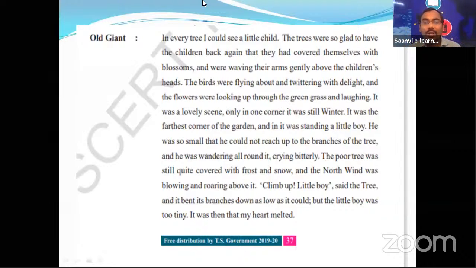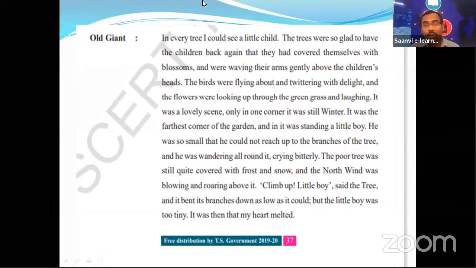Only in one corner, it was still winter. In one corner of the giant's garden, there was still winter. Why? And in the remaining part, there was spring. Only one corner. It was the farthest corner of the garden.